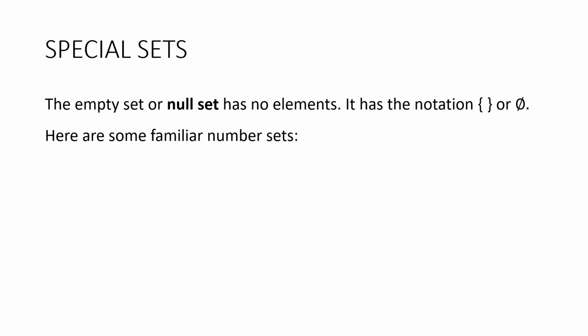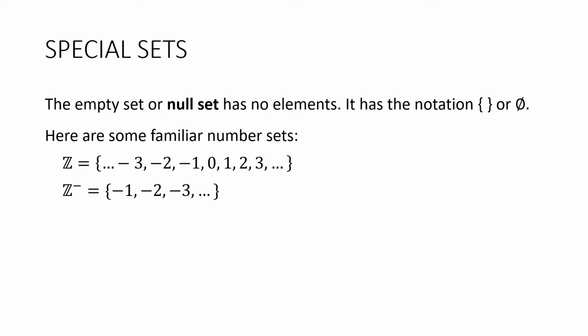So here's some familiar number sets that we did cover right at the beginning of the year. This is the set of integers. It has this funny letter Z. So all the way from negative infinity through 0 up to positive infinity. We could even write this. Z with a minus here is all the negative integers. So negative 1, negative 2, negative 3, all the way down. And this is the set of counting numbers, 1, 2, 3, 4, etc.